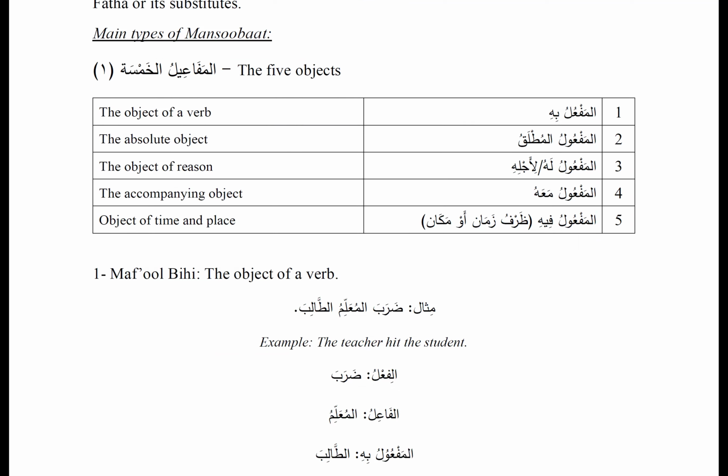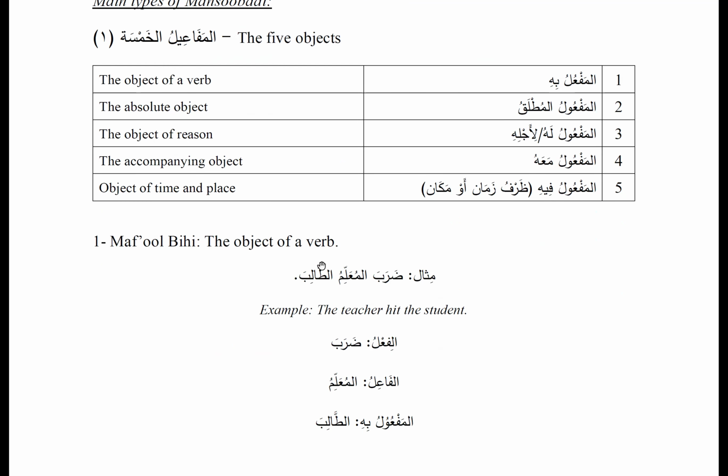First, let's see what is al-maf'ul bihi, and that is the object of a verb. As we see an example here, ضرب المعلم الطالب. The teacher hit the student. This is a verbal sentence, a jumla fi'liya, beginning with daraba. Daraba means to hit. It's a fi'l. Now, a fi'l must have a fa'il, so al-mu'allim is the fa'il. Al-fa'il is mu'allim, the teacher.